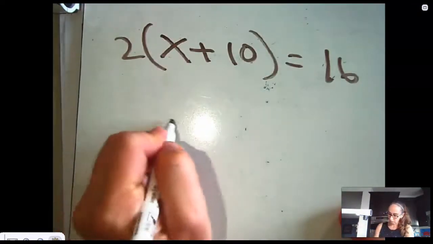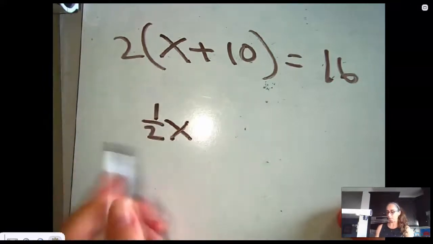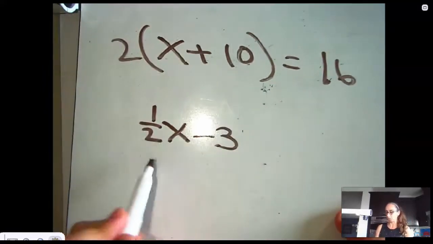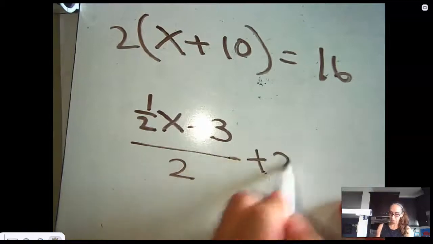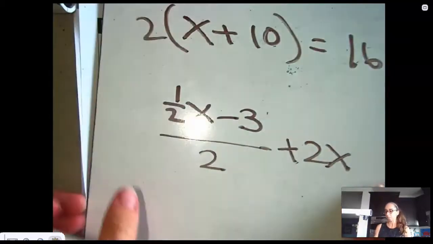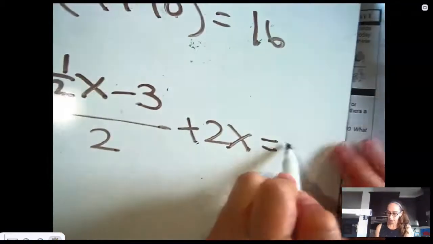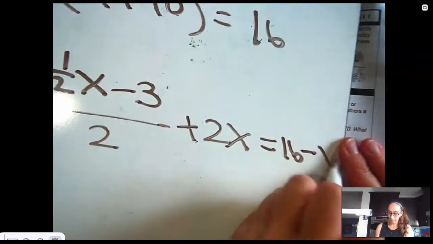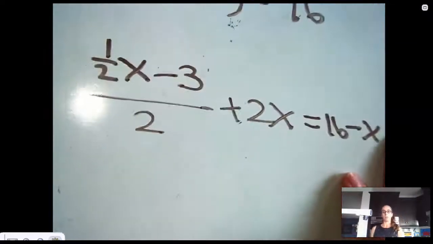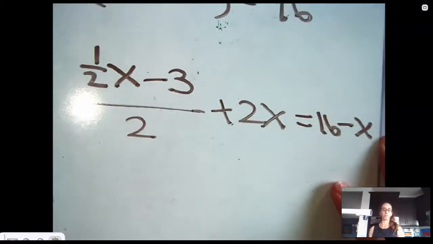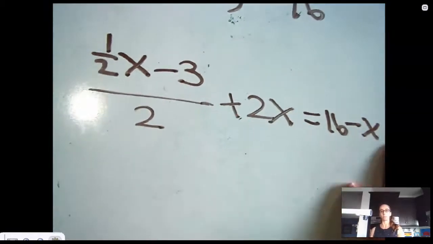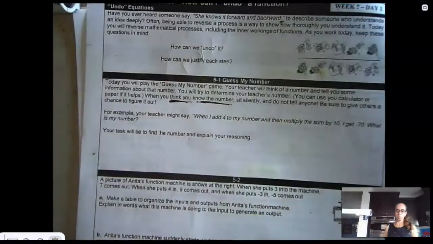If I'm thinking of a number, you take half that number, you subtract 3, and you divide it by 2, and then add twice that number, and you get 16 minus that number. Anybody guess my number? Or you would solve this crazy equation and you would find x. That's pretty much what it is. So they're introducing it that way.